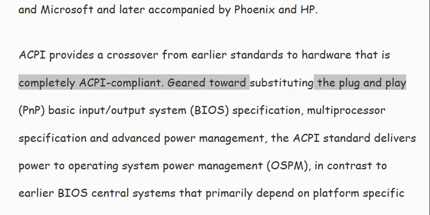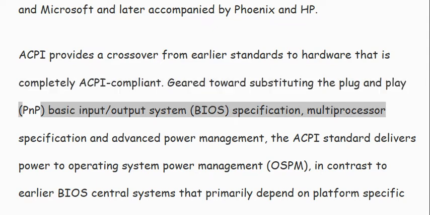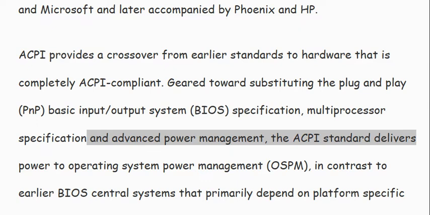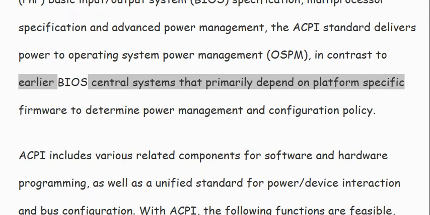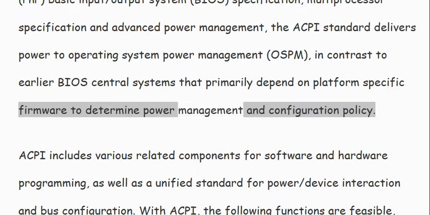Geared toward substituting the plug-and-play (PNP) Basic Input-Output System (BIOS) specification, multiprocessor specification and advanced power management, the ACPI standard delivers power to operating system power management (OSPM), in contrast to earlier BIOS central systems that primarily depend on platform-specific firmware to determine power management and configuration policy.